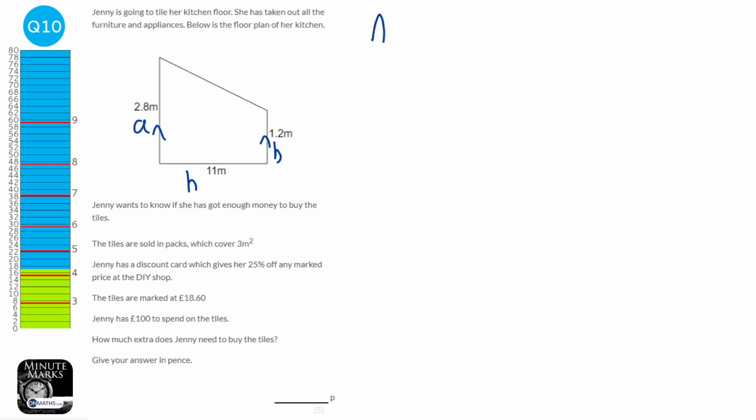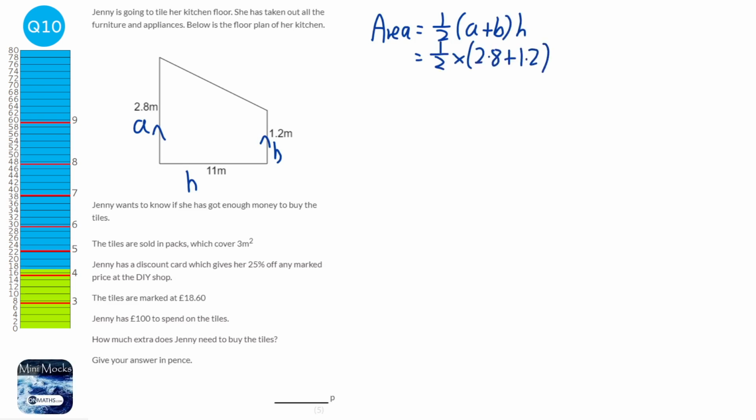So we're going to start off by writing down the formula. So it'd be half a plus b h. So half times 2.8 plus 1.2 times 11. And when we do that, we get 22. So the area of the floor is 22 metres squared.